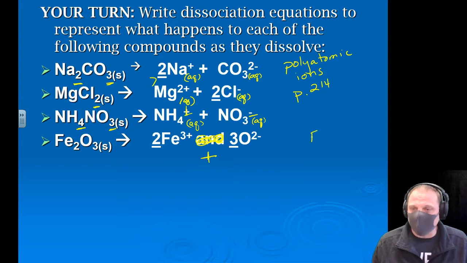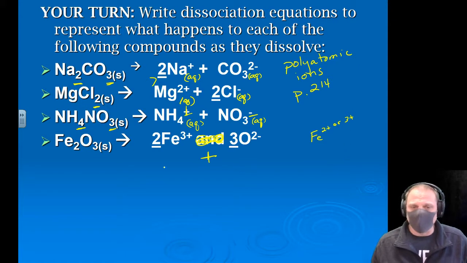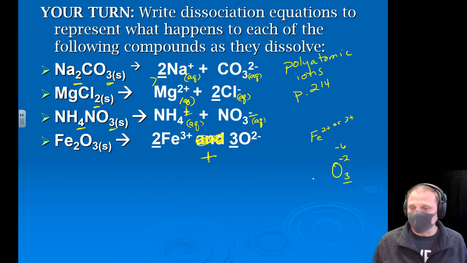Because remember that iron is in the group D elements, and the iron might be either a 2+ charge or a 3+ charge. And so you have to look at what it was when it was combined with oxygen. Remember that oxygen, in this case, is always a 2- charge, for the most part, unless it's part of a peroxide where it would be a -1. So oxygen's a -2, and I've got 3 of them. So 3 times a -2 is a -6.